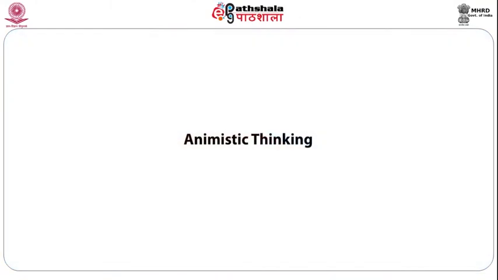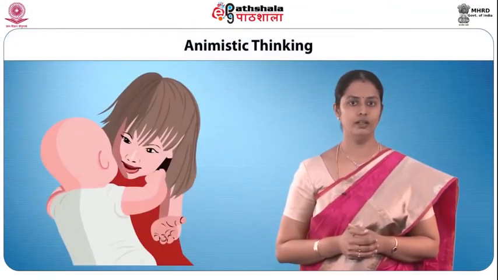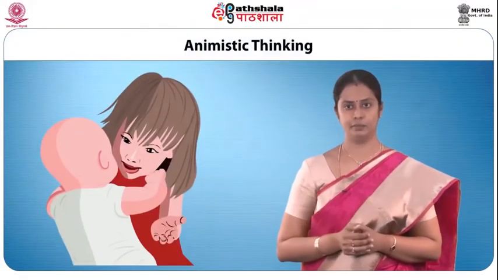The next is animistic thinking. This concept of egocentrism develops animistic thinking among preschoolers. It is an assumption that every object they see has life, thoughts, feelings as they possess. Putting it in a simpler way, it is giving human characteristics to even inanimate things. For example, talking to a doll, hitting the object that hit him.